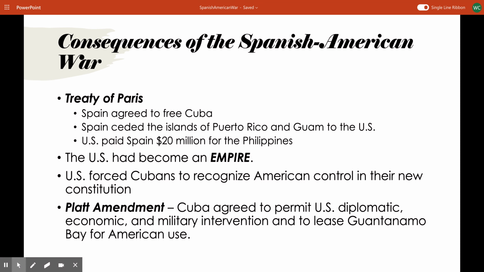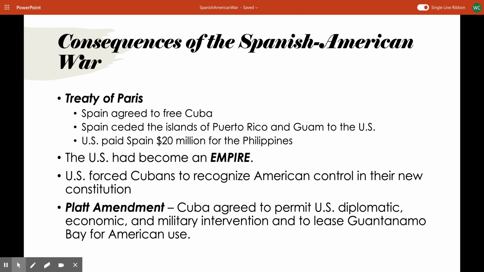So, in the Platt Amendment, this is very important, the Platt Amendment, Cuba agreed to permit American diplomatic, economic, and military intervention, and to also lease Guantanamo Bay for American use. And this base, America still controls to this very day. It's down in Cuba. It's Guantanamo Bay, and it's actually where some terrorists have been kept at a prison there in Guantanamo Bay, in Cuba itself. And so the United States still leases Guantanamo Bay to this day.